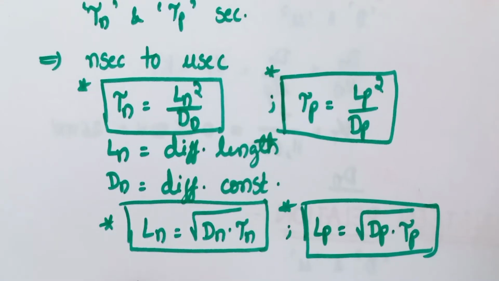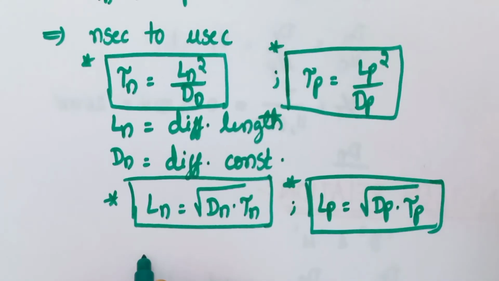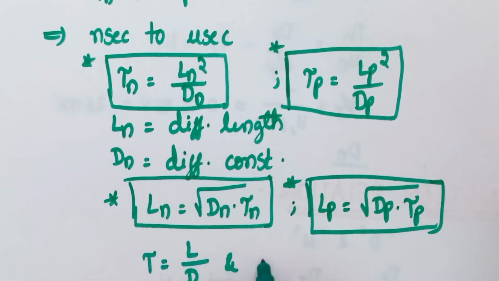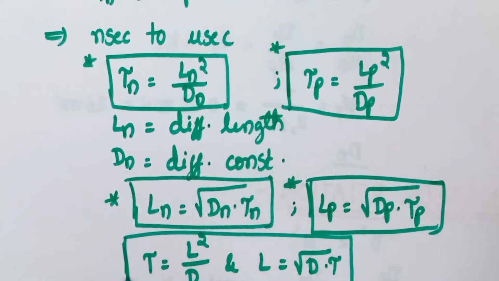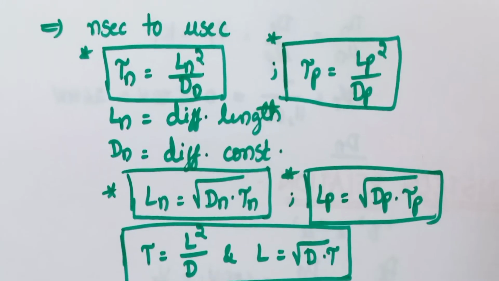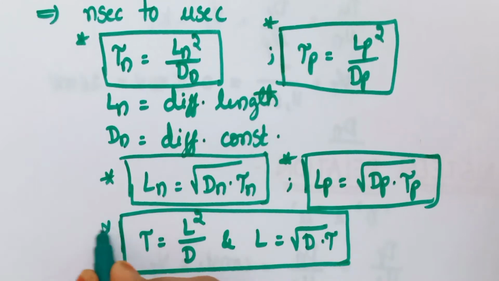From these we can generalize the expression for carrier lifetime as tau is equal to L square by D, and L is equal to under root of D into tau. These are the generalized expressions without n and p. If we remember this, we can write the expressions for n and p very simply.